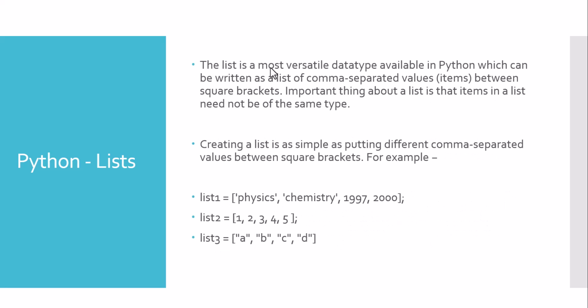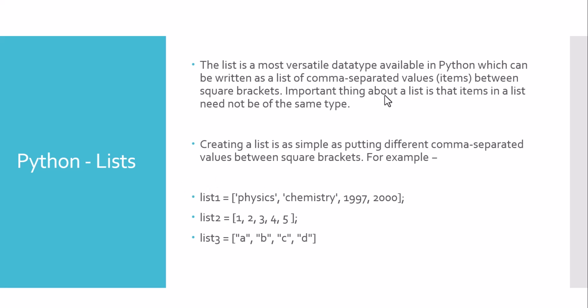Okay, the list is the most versatile data type available in Python, which can be written as a list of comma separated values or items between square brackets. See here, we are writing the list with the help of square brackets separated by commas. You can even put string values or mixed data types. You can put strings, numbers, and separate data types in the list. Okay, because there is no rule that you can only put strings or only numbers. You can use any one.